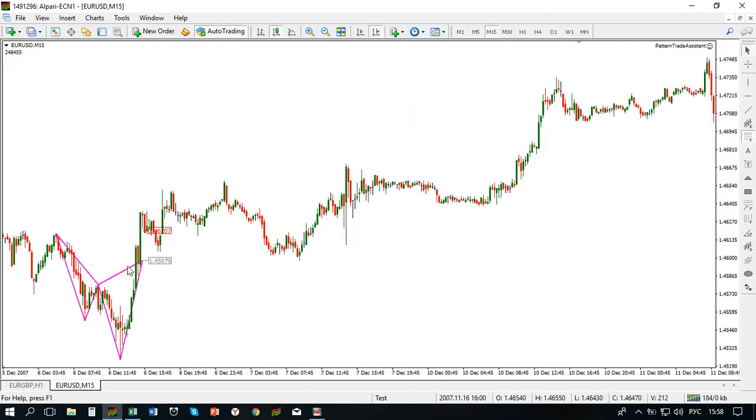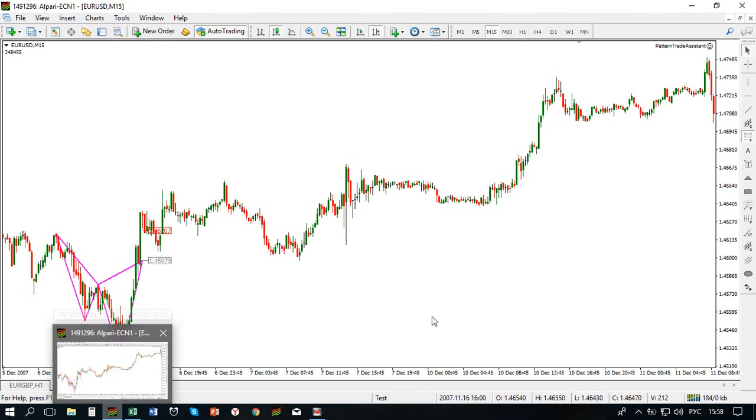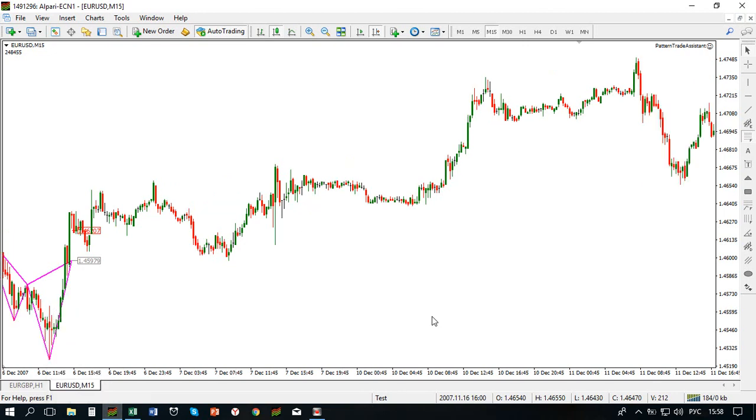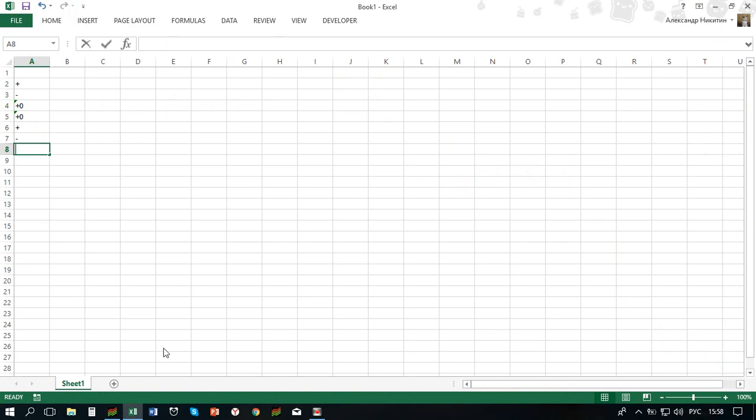Next page. This is a pure loss, obviously, minus. Going next. Next page. Pure loss once again. This is minus.